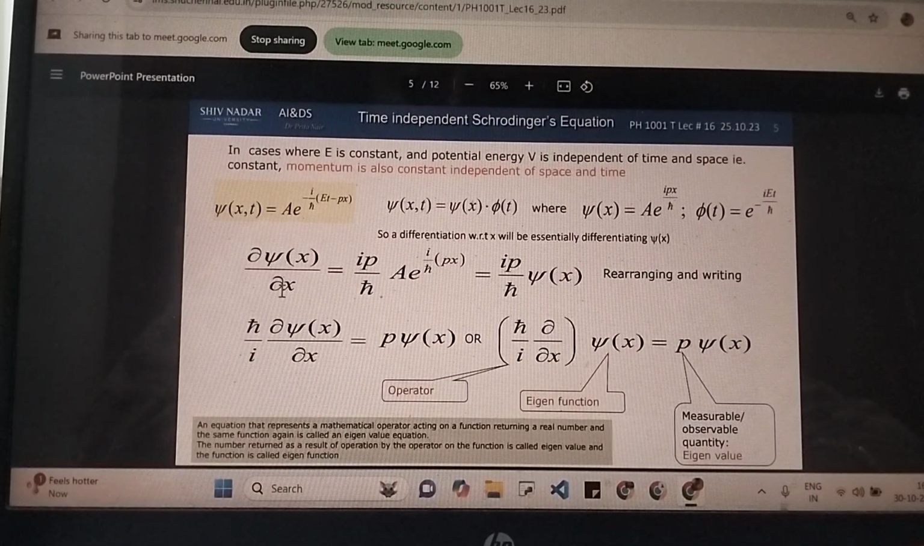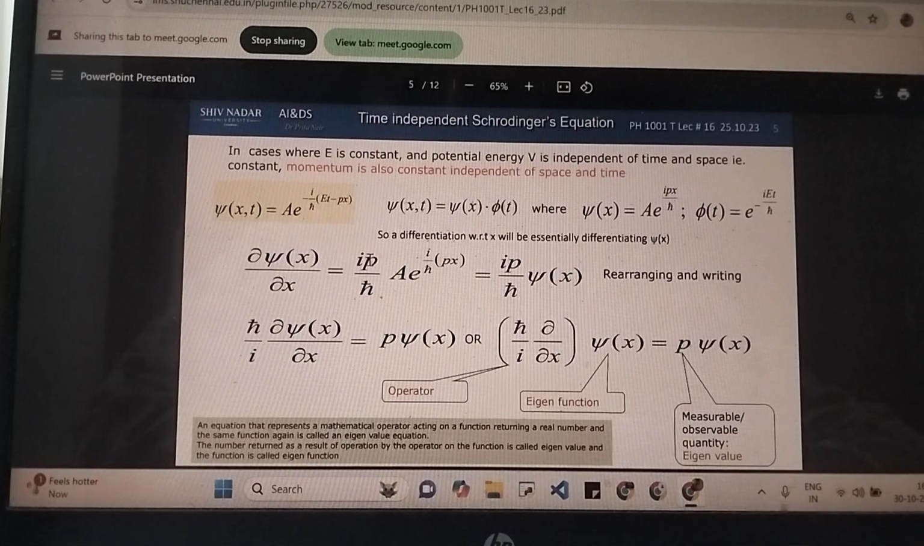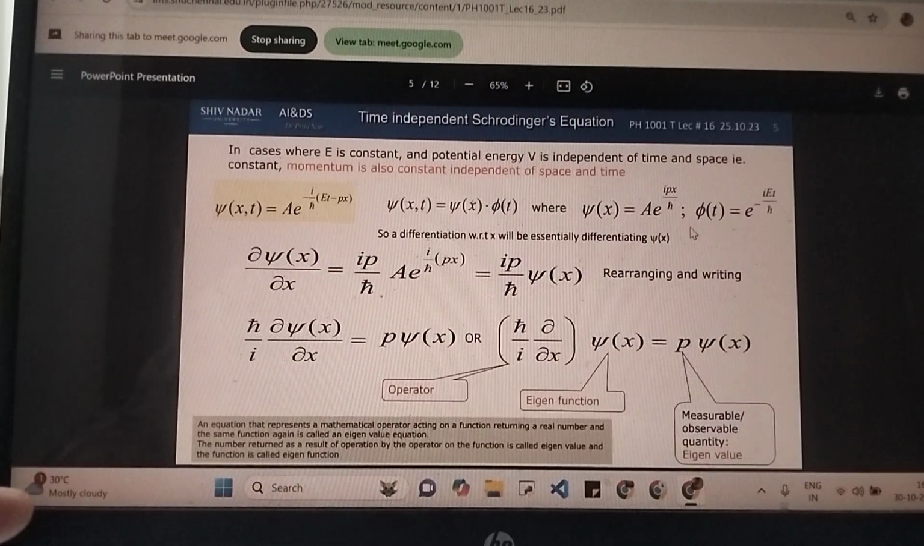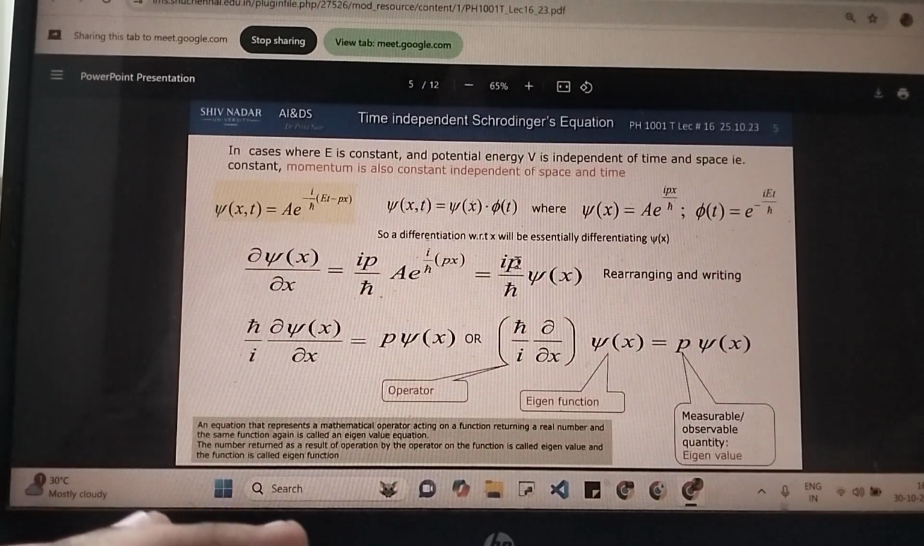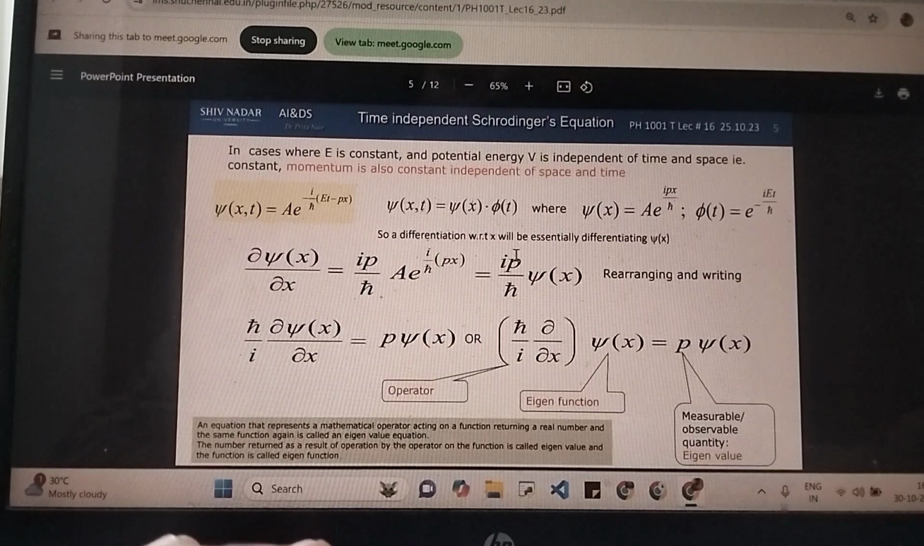Now you differentiate with respect to x, you will get ip by h cross times A e^(ipx/h cross), which is nothing but ip by h cross times the original function itself. So you take this function and you differentiate it, you will get ip by h cross times the same function. So this is what we have now. We took a function, we differentiated it, we got some ip by h cross times the same function.